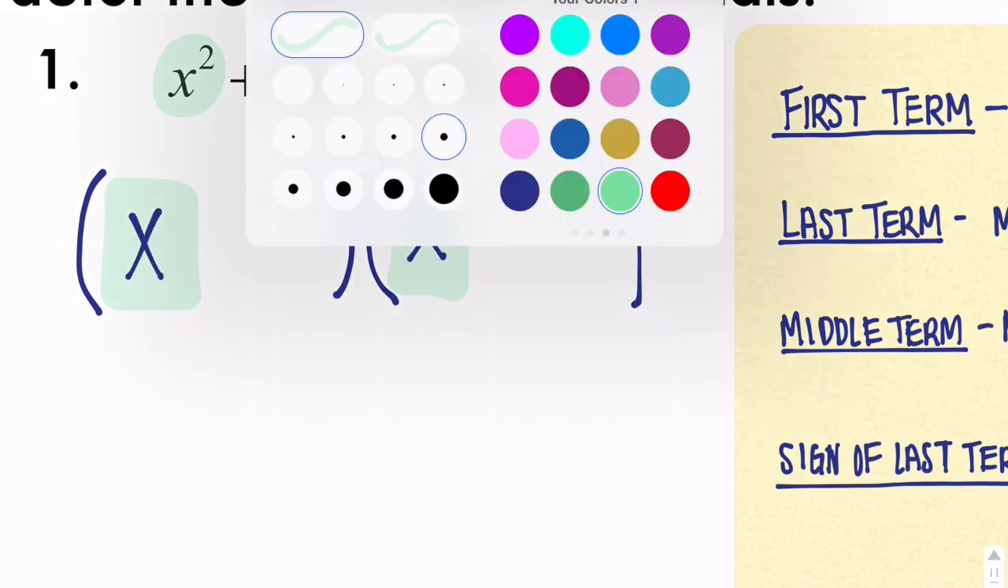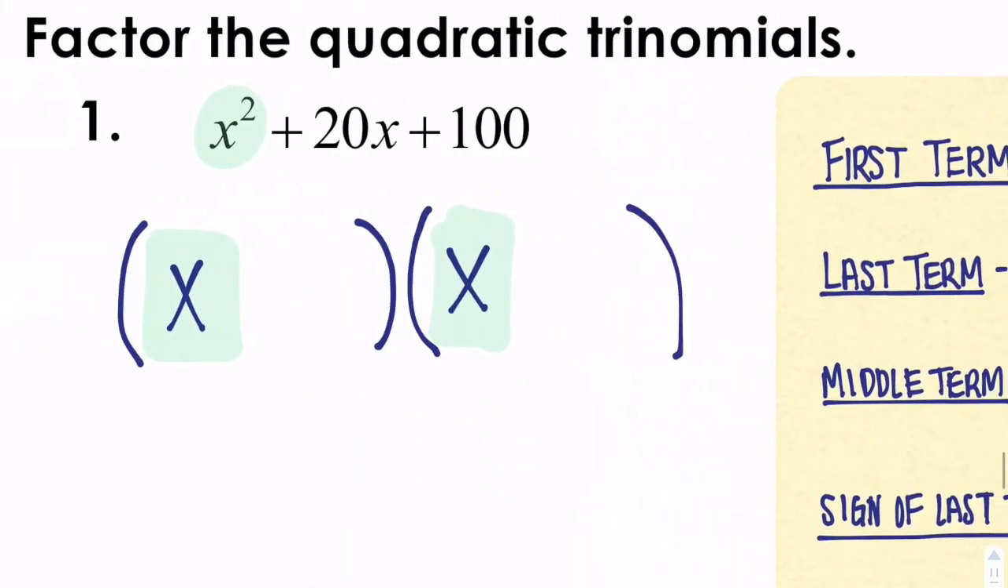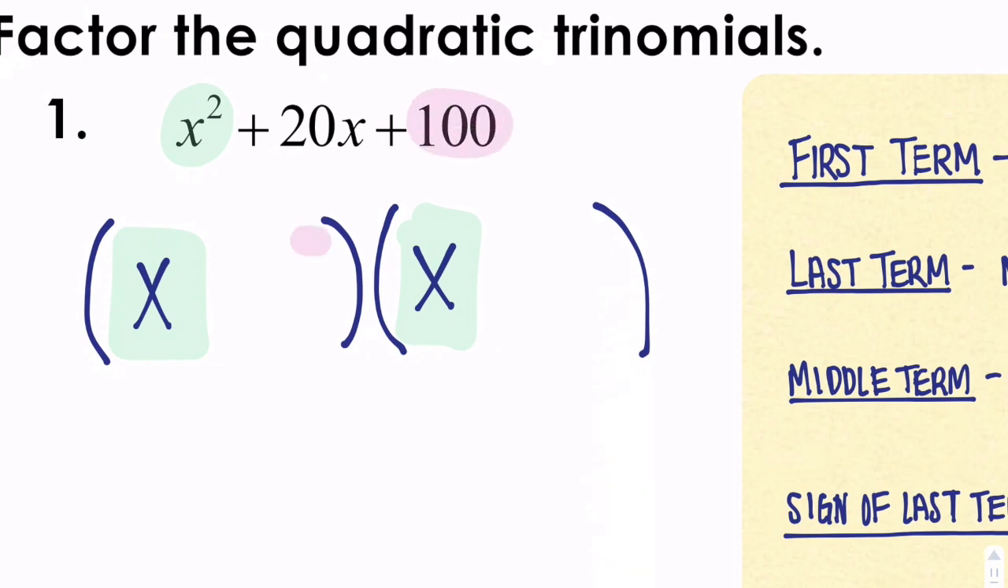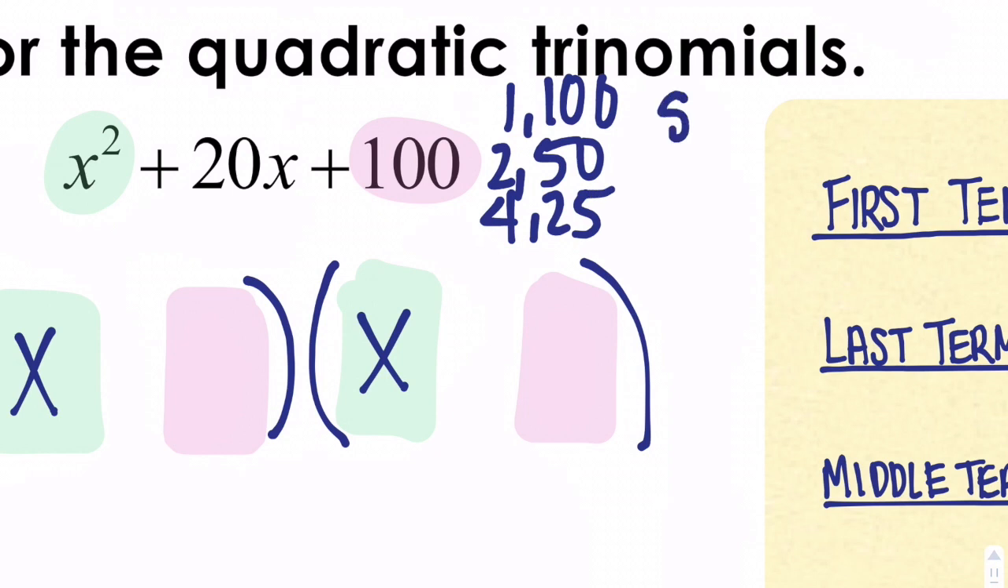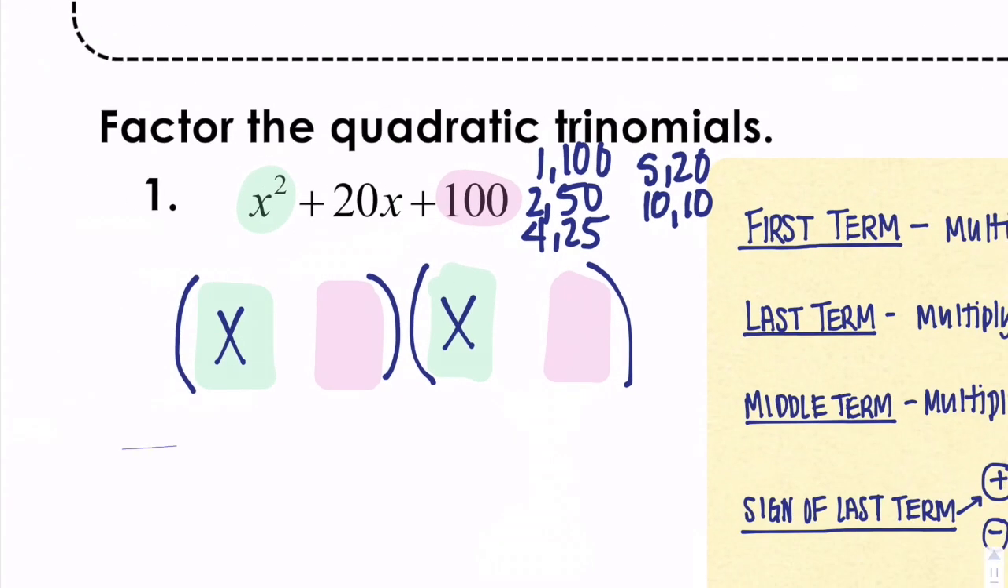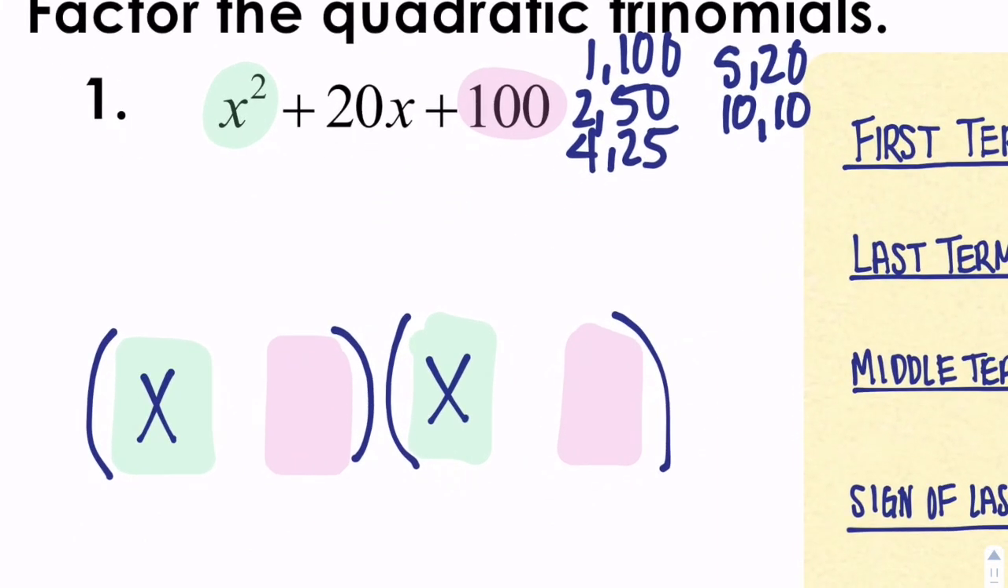Okay? My next rule is the last term comes from multiplying the last terms of the factors. So 100 comes from whatever I get from multiplying those two. So what are the factors of 100? You could try 100, you could try 2 and 50, you could try 4 and 25, you could try 5 and 20, and you could try 10 and 10, right? So it's probably a good idea to write those out. And you're going to have to try a couple things. The first few days that you're learning factoring, you might have to try a few options, and that's okay.